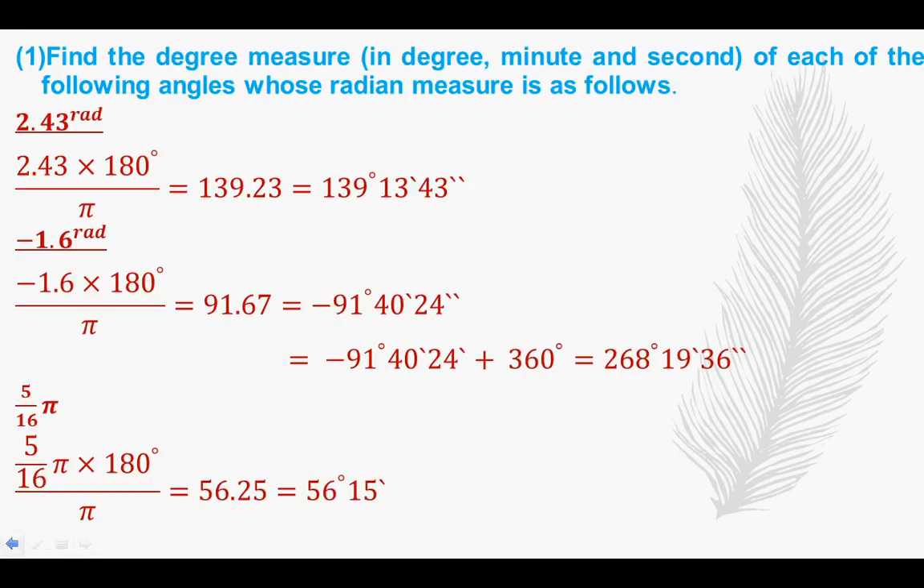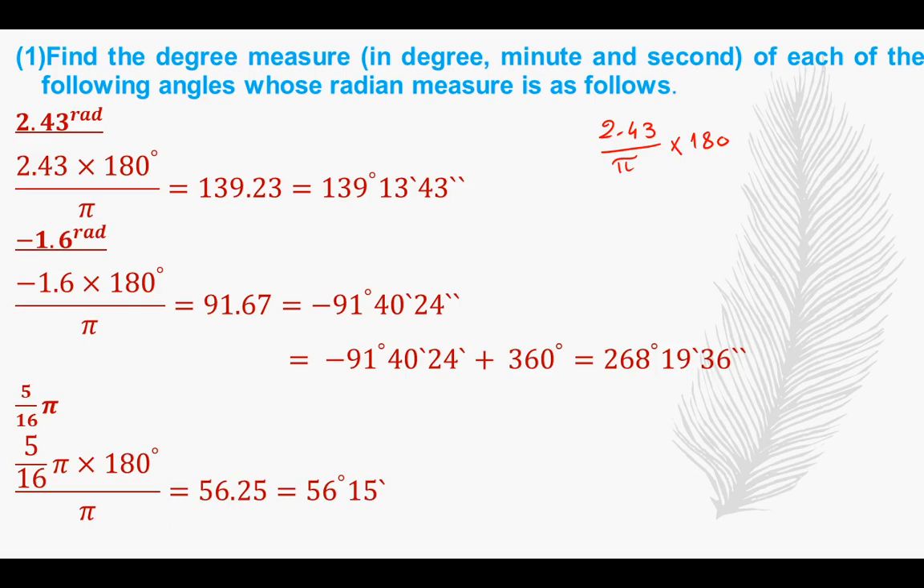Find the degree measure in degrees, minutes and seconds of each of the following angles whose radian measure is as follows. Here we have 2.43 radian, and we want to convert 2.43 radian to degree measure. So we will write 2.43 over pi multiplied by 180. This is the rule to convert from radian measure to degree measure.